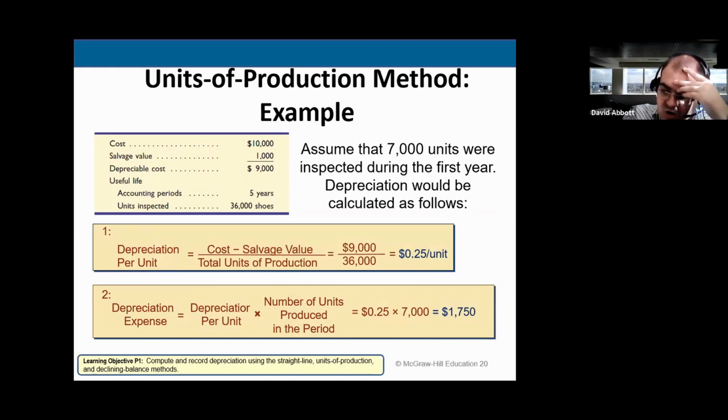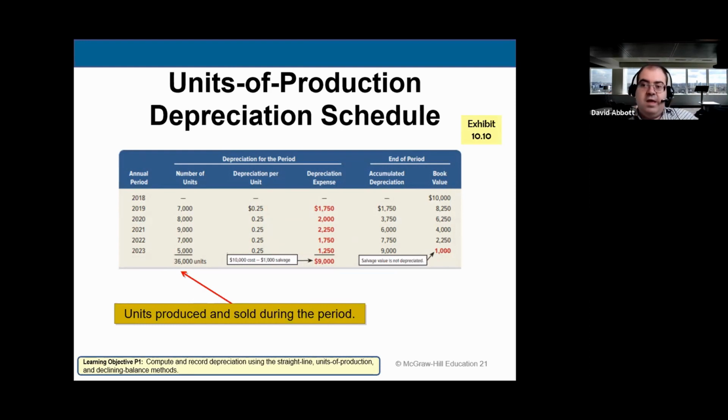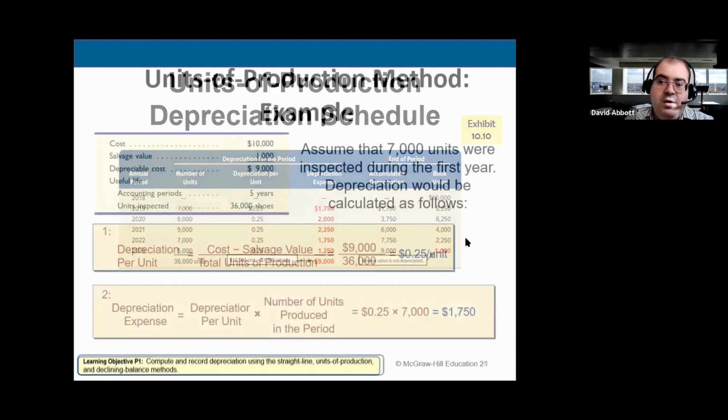For example, depreciation of the first year is $1,750, 7,000 shoes at 25 cents a shoe. We see here how many shoes they're going to produce, the total that it is able to produce over the 5 years, and then dividing the cost out by how much they're able to depreciate by. You can get the depreciation per unit, and so then the depreciation expense, and then you can figure out the book value. Let me go back.